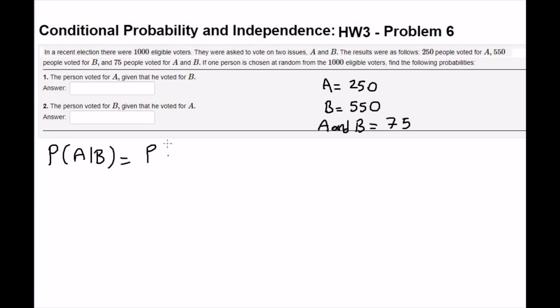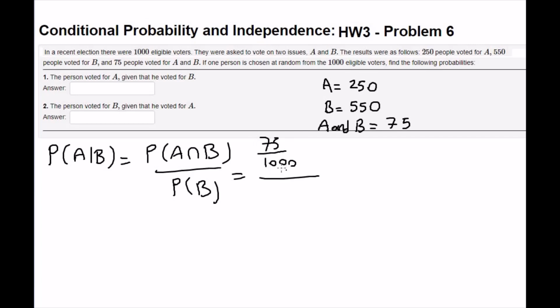So their intersection over probability of given condition. So A intersect B is 75 over 1,000. Out of 1,000 people, 75 of them voted for A and B at the same time, so that is the percent. So probability of B is 550 over 1,000. So this is the answer. So it's gonna be 75 over 550.